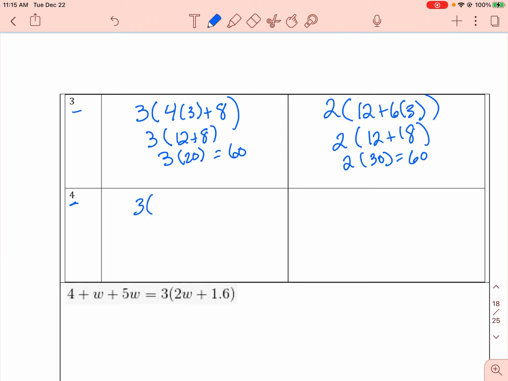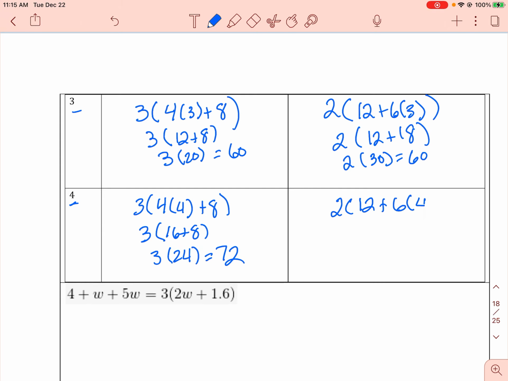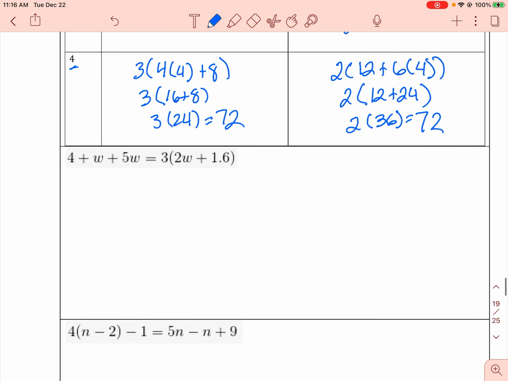So one last one here, just to prove. So 4 times 4 is 16. 16 plus 8 is 24. 24 times 3 is 72. And then over here, I get 12 plus 6 times s. And again, we're substituting 4 in for s. And now we are simplifying. And I get 72. So now, here we go.